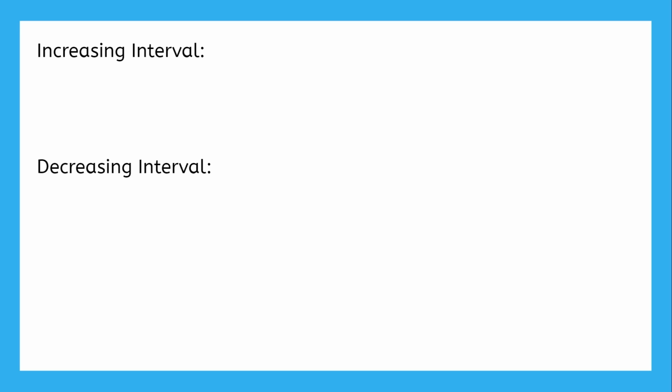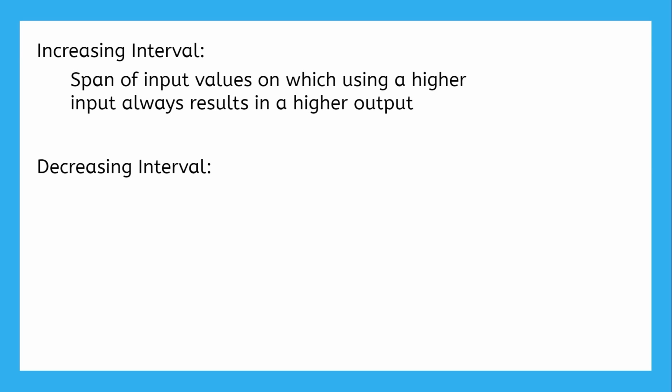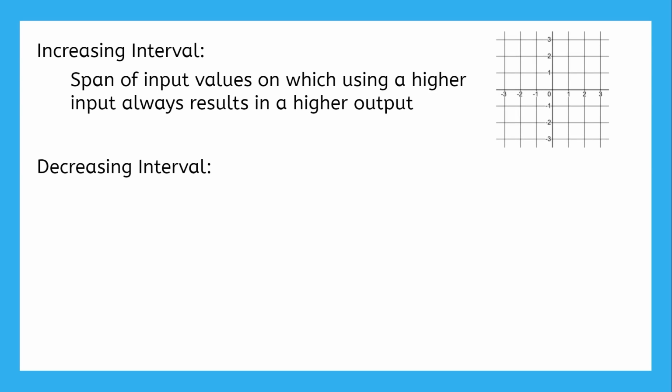An increasing interval is the span of input values on which using a higher input will always result in a higher output. That sounds pretty complicated, but all it really means is that on that interval, as the graph moves to the right, it goes up. That definition might sound a little familiar. That just means it has a positive slope.